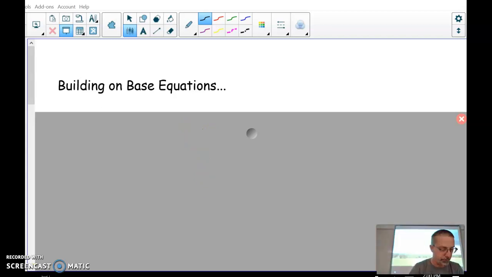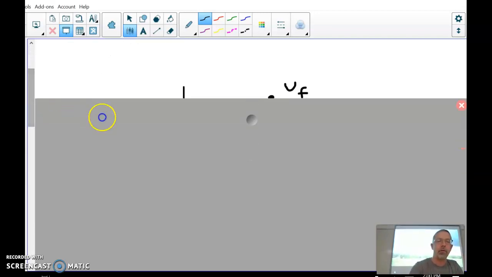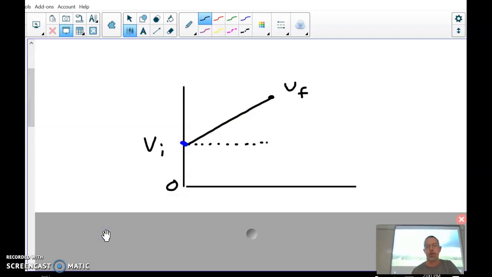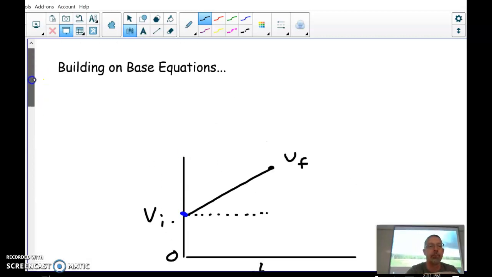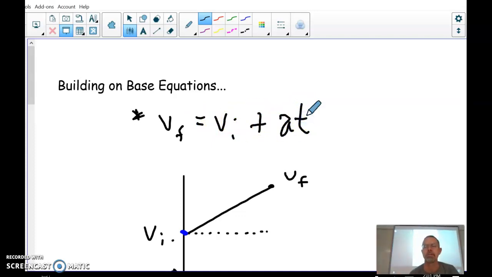Let me pause here for a sec. Just going to draw this down here a little bit. And let's say I have a graph that looks something like this, where I had an initial velocity and I have a final velocity, and that's changed over time here. Now I can actually create a new equation here by doing this. I can say that my final velocity, so this is again another toolbox equation, so we'll put a star by it, equals my initial velocity plus acceleration times time.